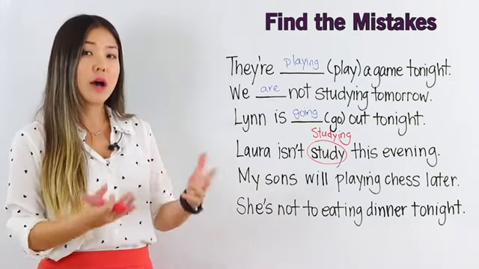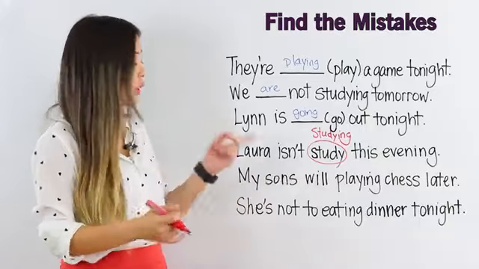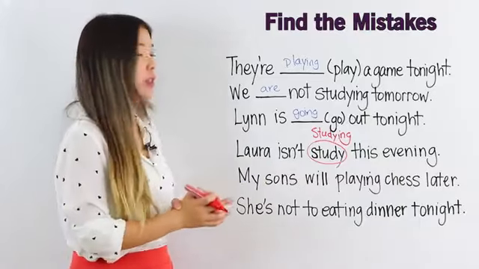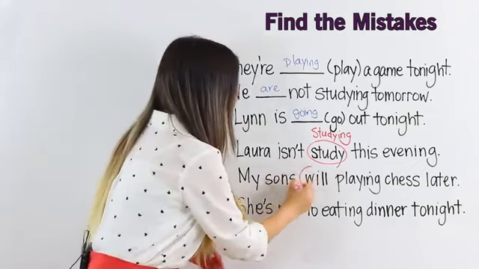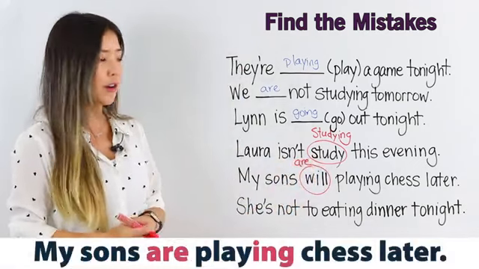We are talking about a future plan, so you might be tempted to use will. However, instead of saying will, we use the be verb. My sons are playing chess later.